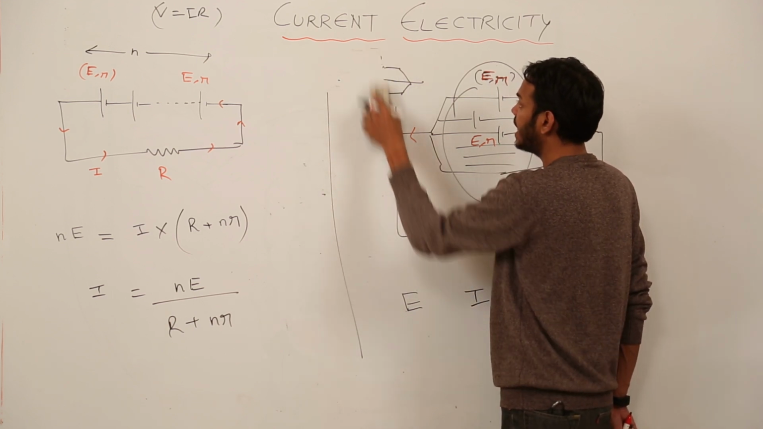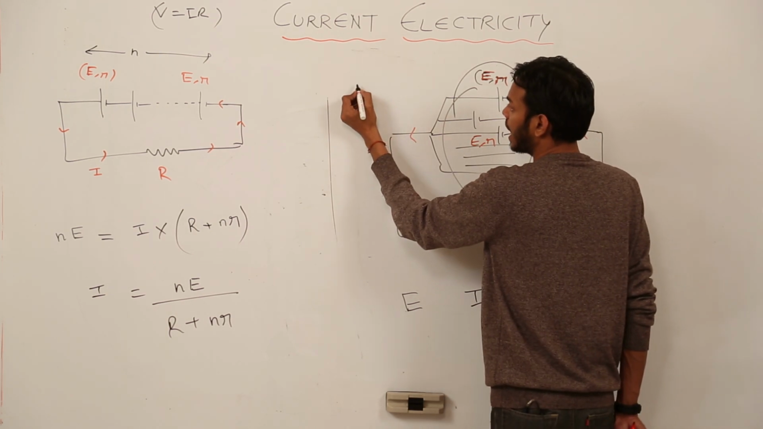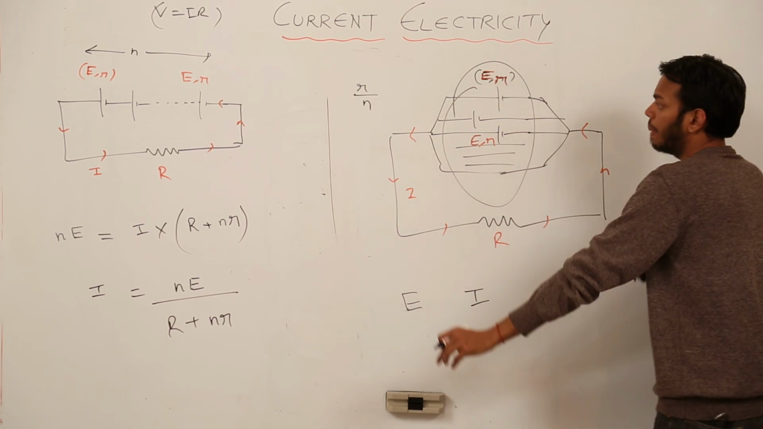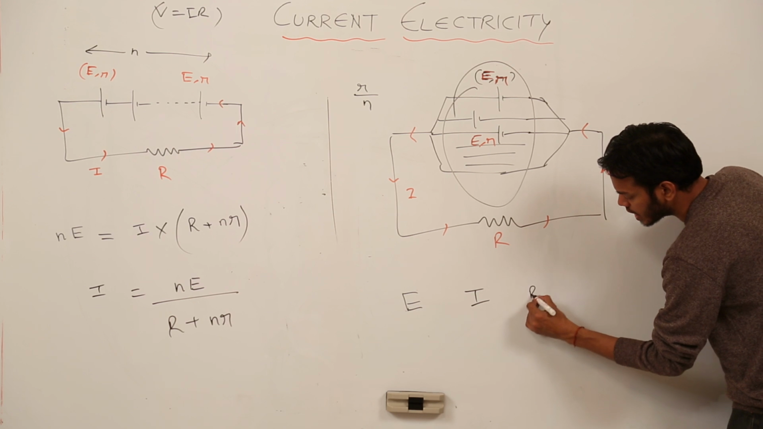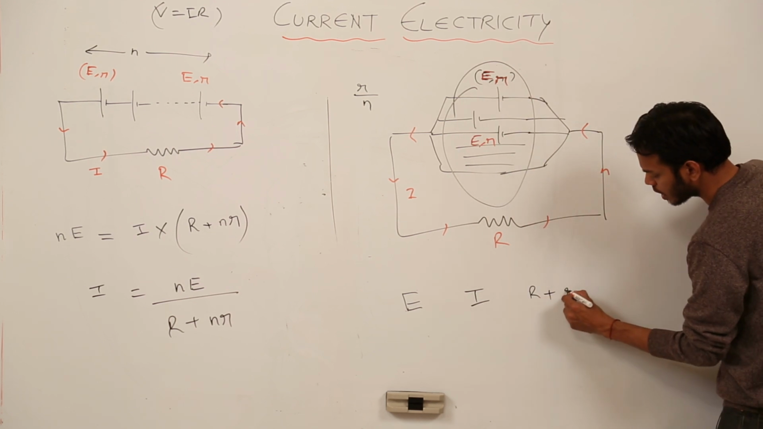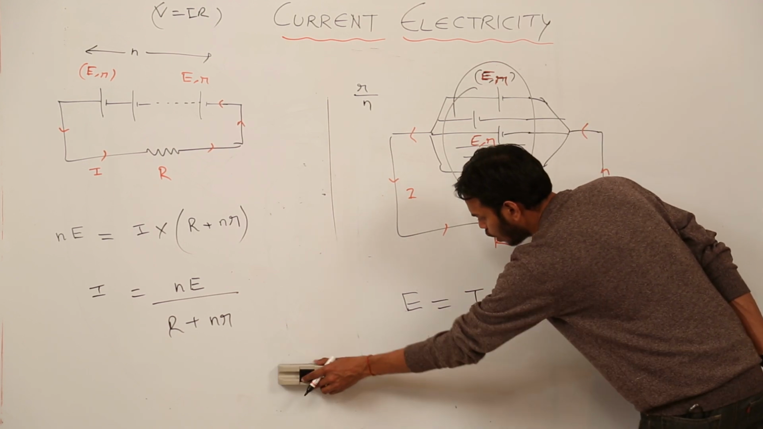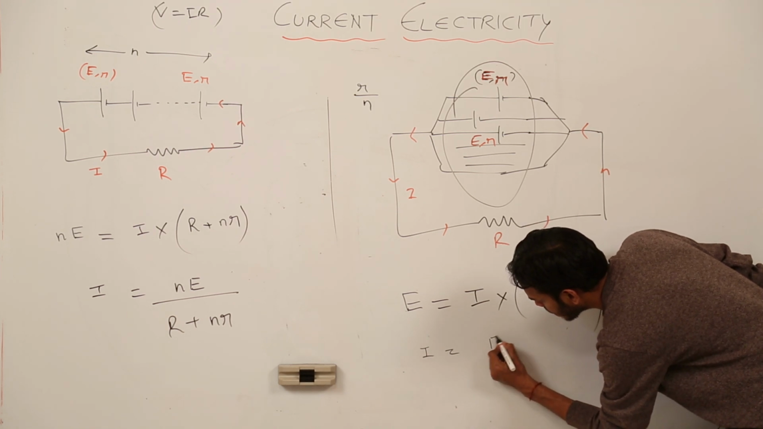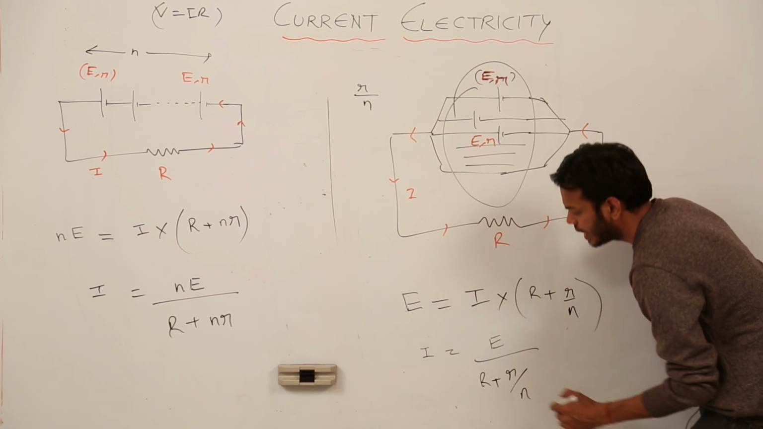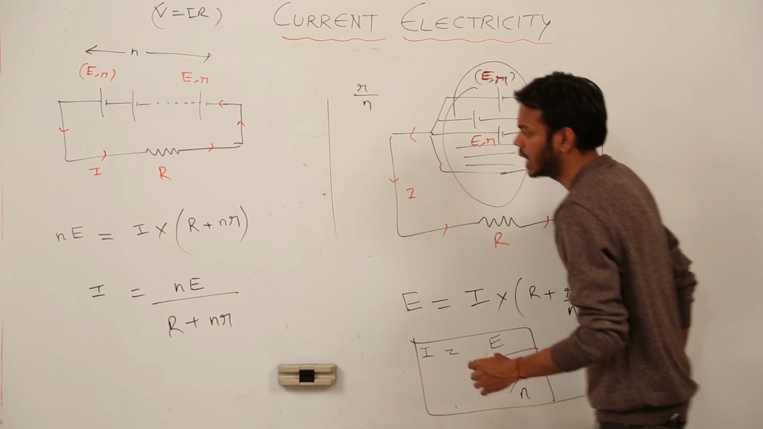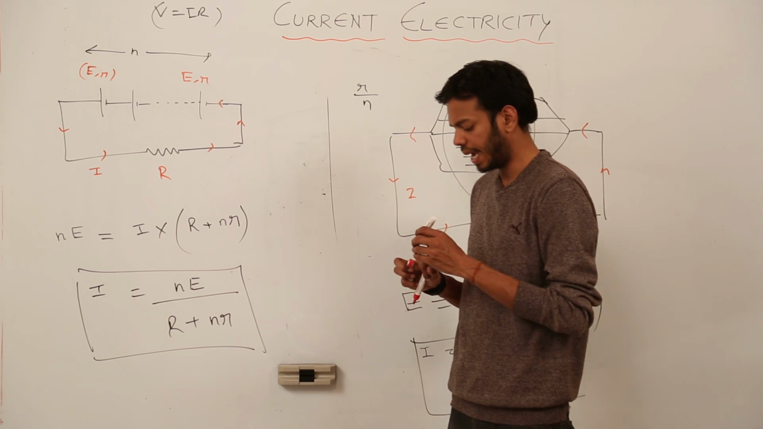So if I have n resistors in parallel, what would be the net parallel resistance? r upon n. But this r upon n is connected in series with the resistor capital R. So the total resistance is R, which is in series with r upon n. So the answer is this. What is the value of current? Net voltage E upon R plus r upon n. This is how we take currents and voltages in series and parallel.